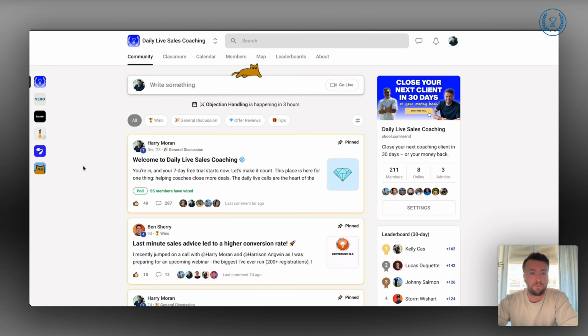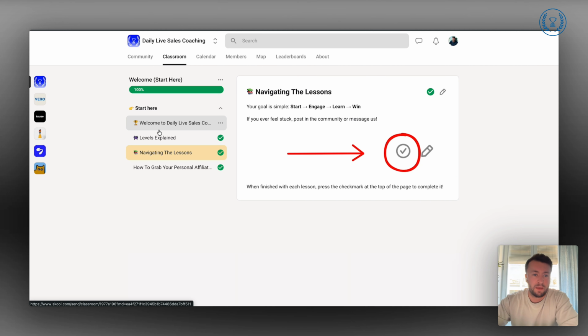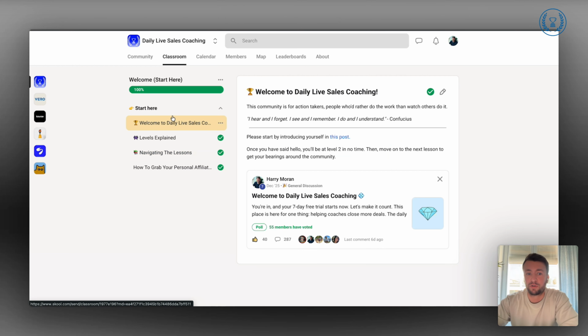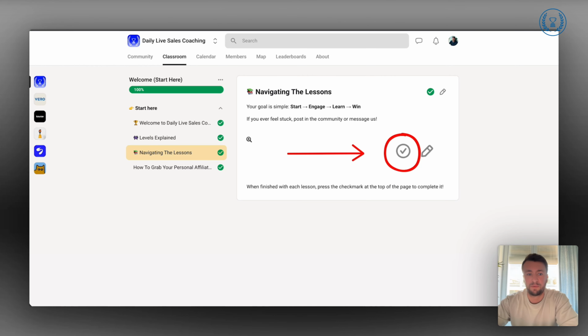Beyond that, we also have in here the classroom. You can see we have a couple of different modules here. We have the welcome module, and in here this will give you an introduction, the levels you can obtain by working through the content, by posting and sharing your wins, and how to navigate around the community.